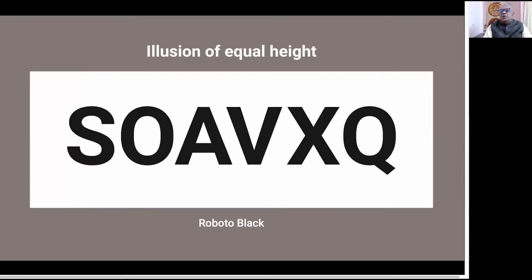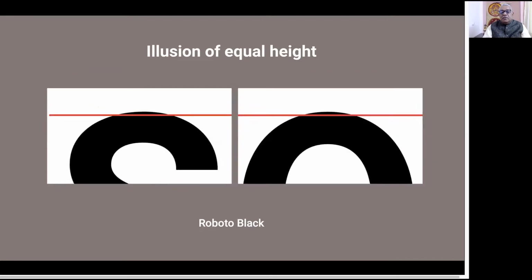Then we create an illusion of equal height. All the characters in any font appear to be of the same height, but in mathematical terms they are never of the same height. In many places this concept is called overshoot, where curves protrude above the cap height, and at the bottom go below the baseline. This is commonly used in all languages and in all font design activities to create an illusion of equal height.